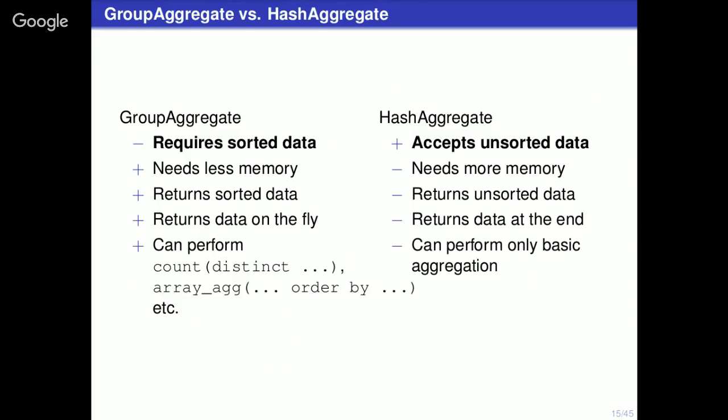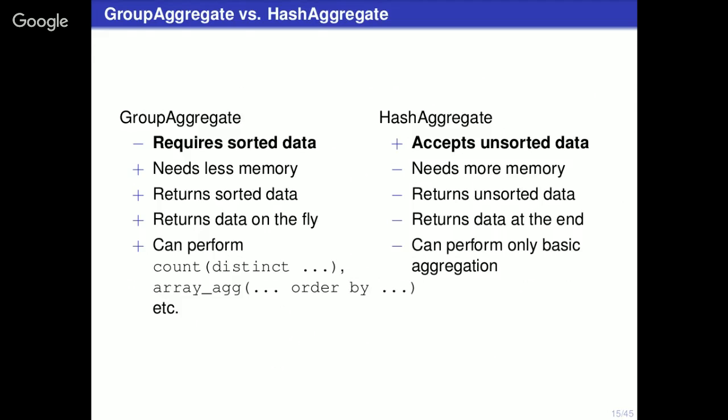But the pros are: group aggregate needs less memory. It needs to store only one state variable at a time. It returns sorted data. It starts returning data earlier than all the process is done. It returns data even earlier than it got all the input data. And it can perform sophisticated aggregate function calls using distinct or order by keywords.